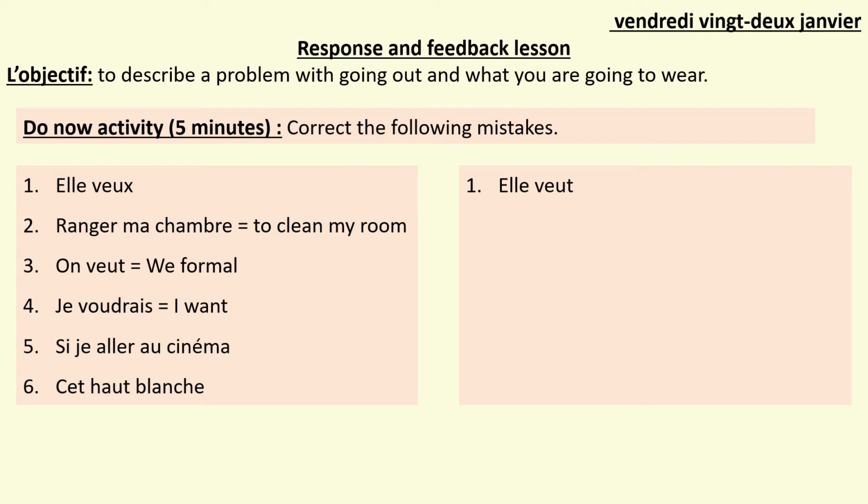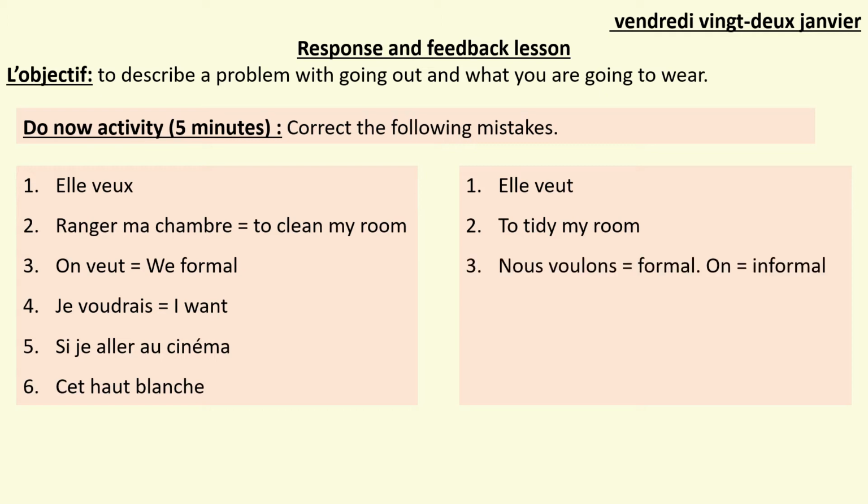1. Elle veut. Elle veut is spelled V-E-U-T, so it's a T on the end. Veut only ends in an X for the I form, the je veux, and the you singular form, tu veux. Il veut, elle veut, on veut are all V-E-U-T. 2. Ranger ma chambre is not to clean my room, it's to tidy my room. You've not learnt the verb to clean, so be really careful with your accuracy there.